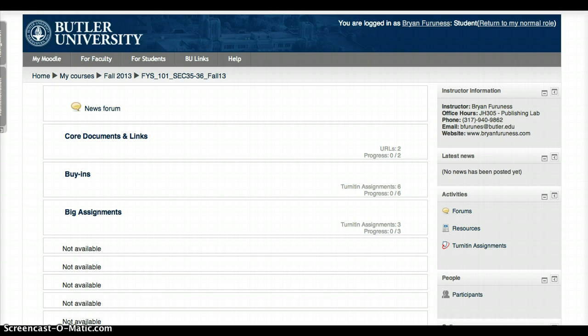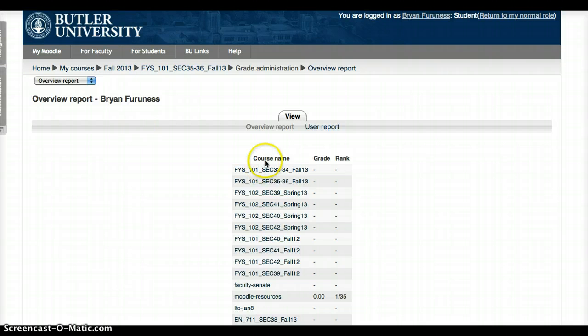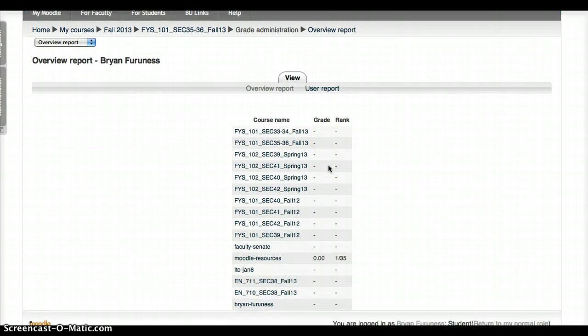The way to do this is as follows. I'm logged into my Moodle site and I've got it viewing student view, as you can see up there. So this should be what you see as well. What you do is go to the class you have with me and then mouse over to where it says administration. Once you mouse over that, you should see grades in there. And when you click on that, you'll see an overview report.